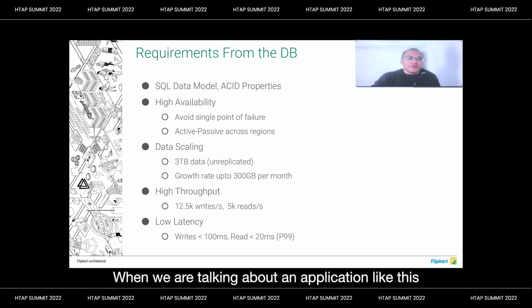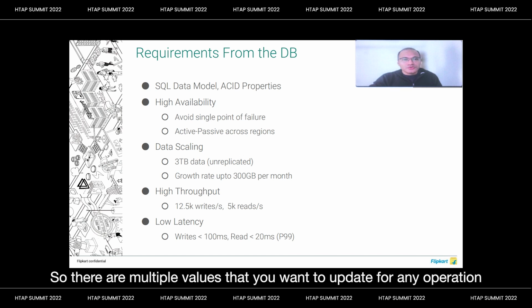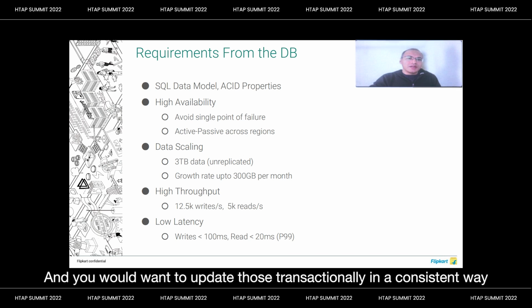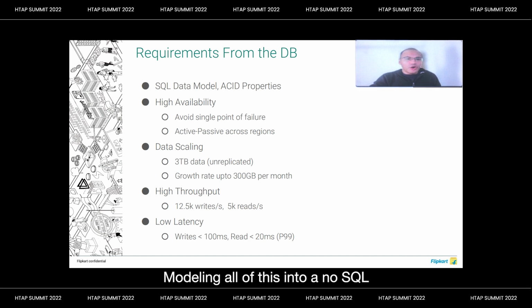When we are talking about an application like this, which is managing a virtual currency, you'll imagine that it's like an accounting model which has a ledger where the credits and debits are being noted. There is a wallet with a current balance, and whenever coins are credited or debited, there is additional data around it that you want to update to maintain the traceability of those credits and debits. So there are multiple values that you want to update for any operation, and you would want to update those transactionally in a consistent way. Modeling all of this into a NoSQL kind of data model may be possible, but it is hard.